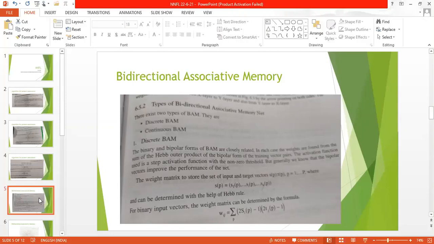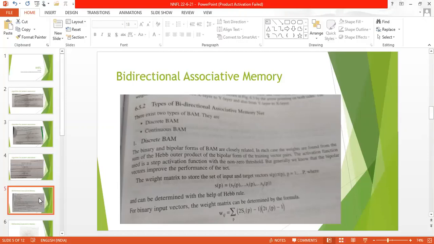Also, the weights are directional weights with the connecting paths. There are 3 forms of this BAM: binary form, bipolar form, and continuous form. Updating the activation of each layer, there may be binary activation, bipolar activation, or continuous form activation. But all the 3 forms have the same basic architecture.